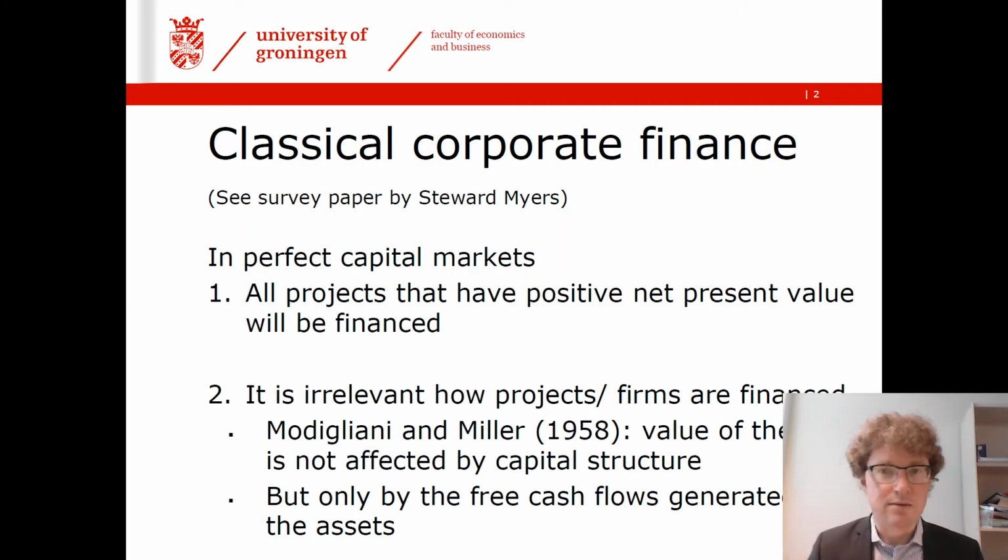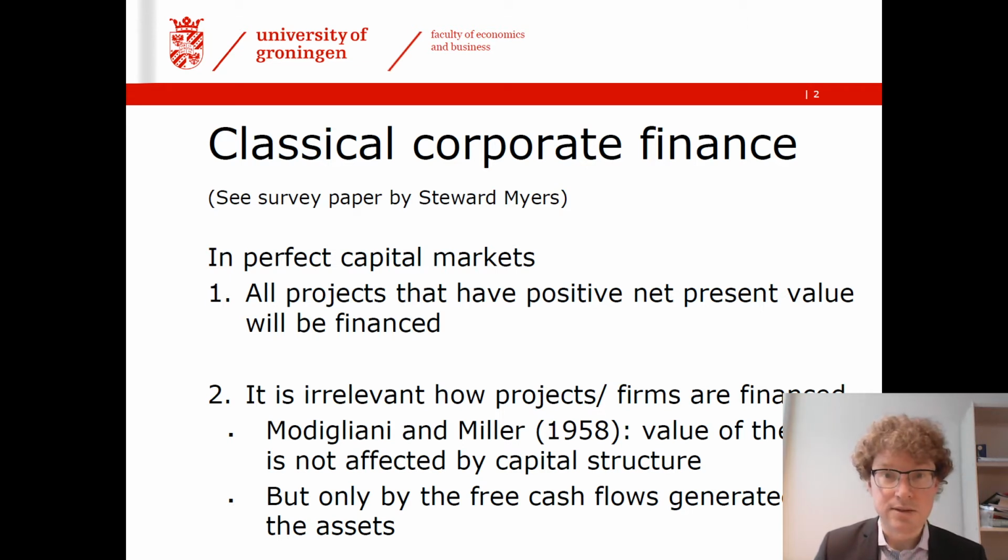So what we know from previous courses, the classical corporate finance basically, is that in perfect capital markets, all projects that have positive NPV, or net present value, will be financed. That's the ideal world, if you wish. If there's a project which has a positive NPV, then we should finance this. We should take a project with a positive NPV.